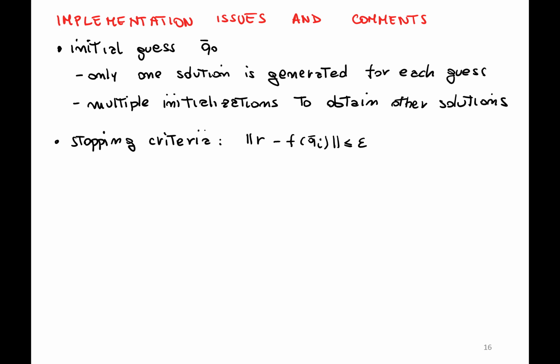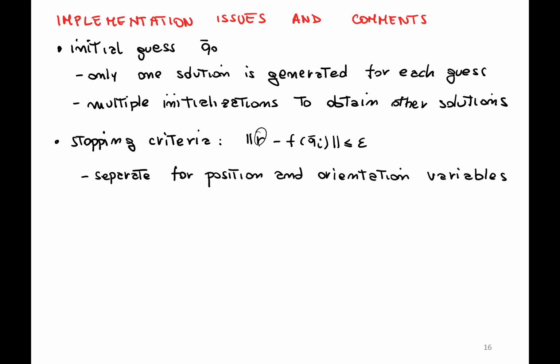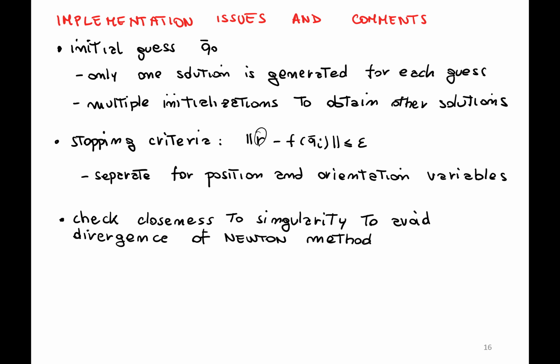And the stopping criterion can be a problem in case you have orientation as well, together with the position, because you have a mixture. You take the norm, and you are in essence comparing apples and pears in the same error, because position is in meters and orientation, for example, is in radians. So you might need to separate position and orientation variables.